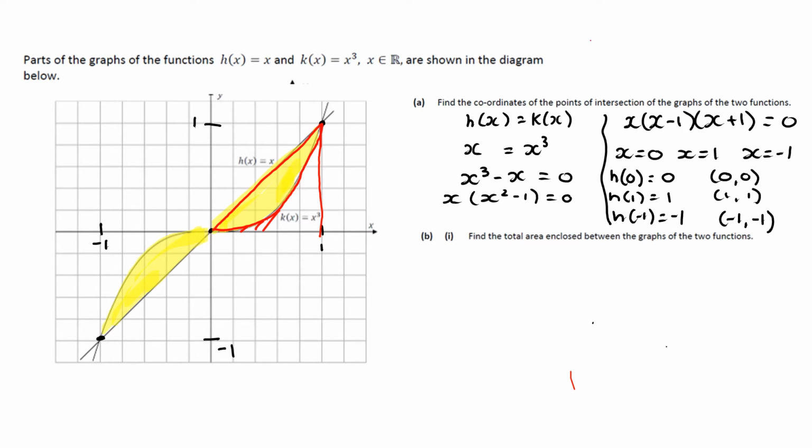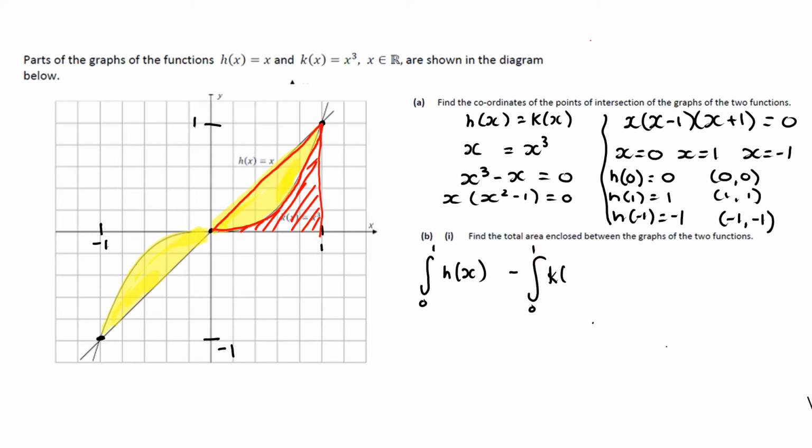And when I take them away, I will get the bit in between. So you want the area under h of x. So what we want is we're going to integrate h of x between 0 and 1. And then we're going to take away integrating between 0 and 1 as well, k of x.